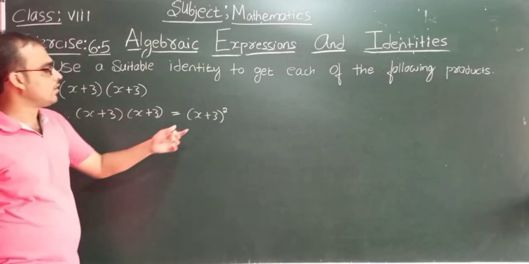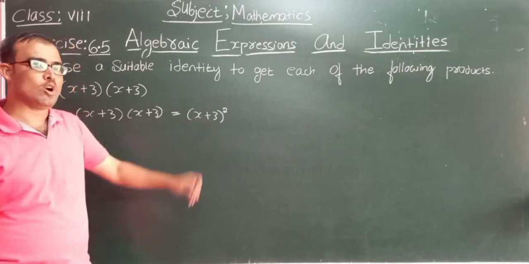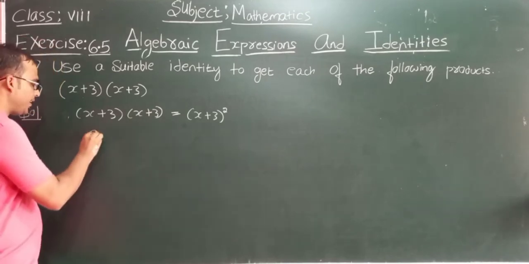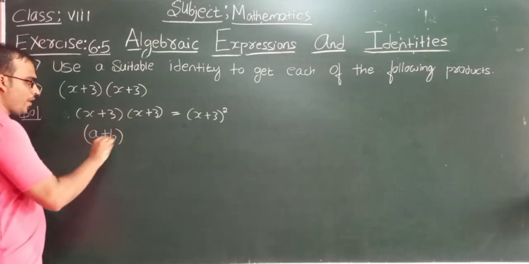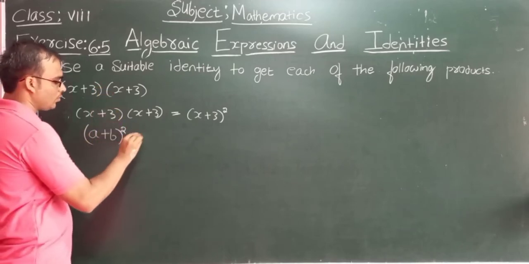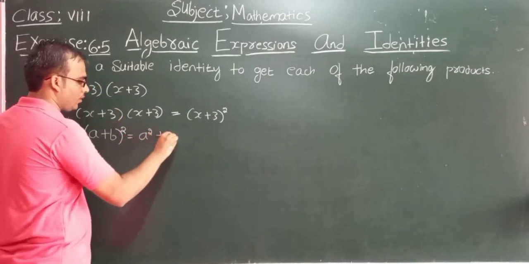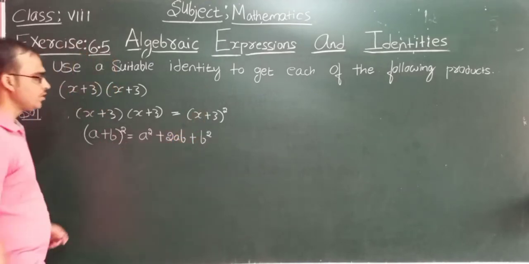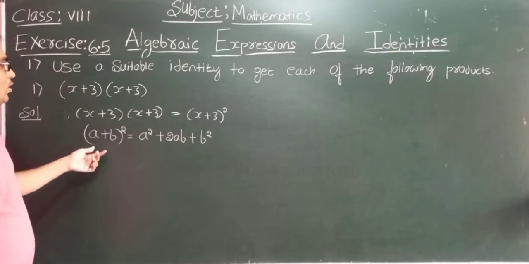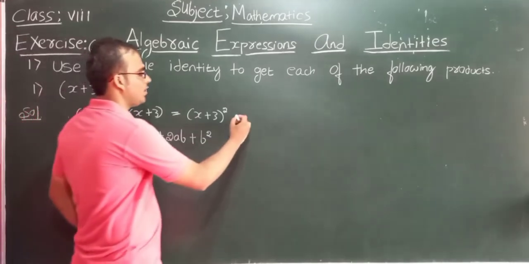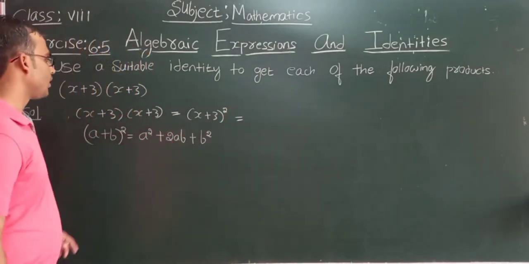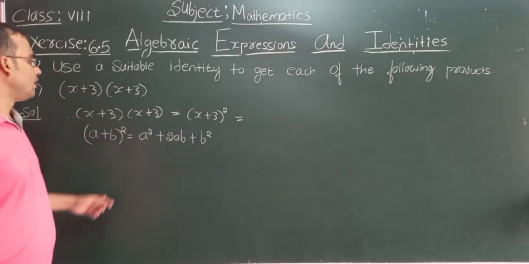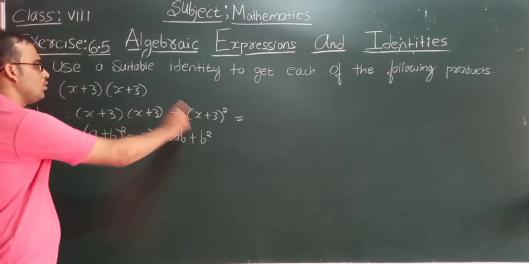Now look here, it is similar to (a plus b) whole square. Now we will solve this using the identity (a plus b) whole square. What is the identity? (a plus b) whole square equals a square plus 2ab plus b square. Okay, students, so this is that identity. Now look here, students. (a plus b) whole square resembles (x plus 3) whole square. Now compare this one to this one.